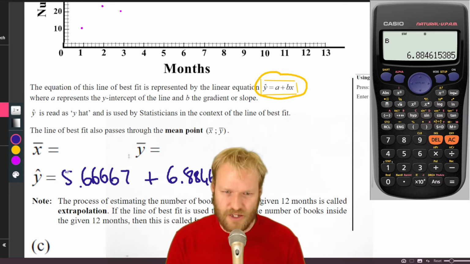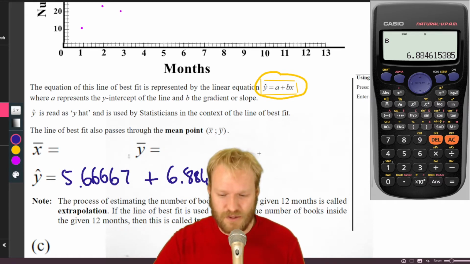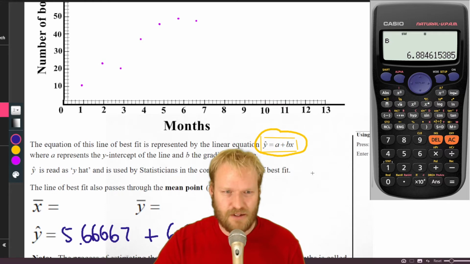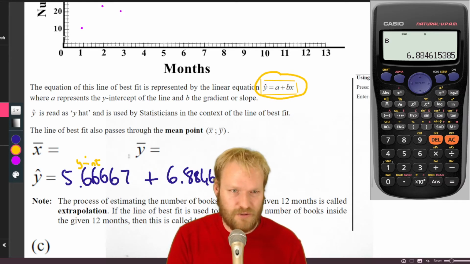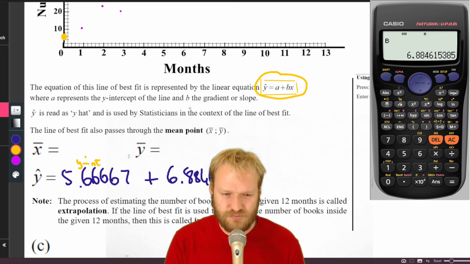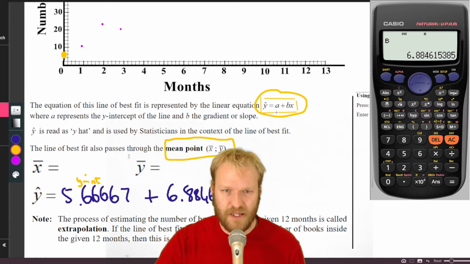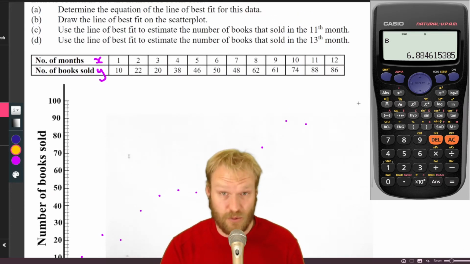So there's our equation. We just need to plot that equation on the scatter plot. Where do we start? Well, remember that this here is our y-intercept, so 5, 6, 7, 1, 2, 3. It's about there somewhere, right? And our graph always goes through the mean point. So the mean point is the mean x value and the mean y value.